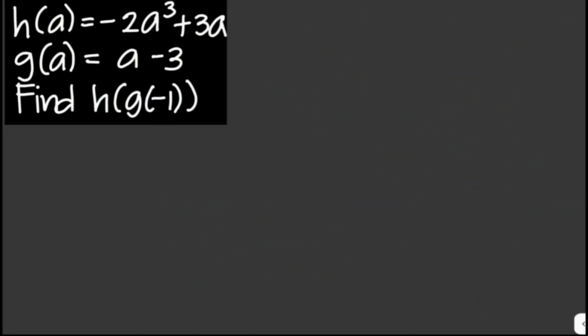Alright, we're given here functions h of a and g of a, where h of a is equal to negative 2a cubed plus 3a, and g of a equals a minus 3. And we just have to find h of g of negative 1. So first, we need to find h of g of a.